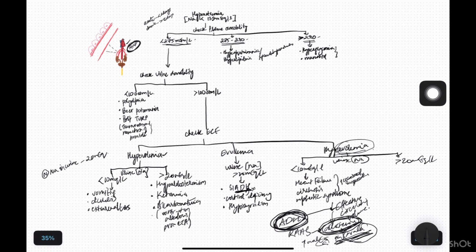Now, if the urine sodium is going to be more than 20 milliequivalents per liter, that means there is renal insufficiency. There's a lot of volume, but instead of keeping your solute in the blood to maintain an osmotic balance, your kidneys are letting go of the sodium, which means that there is some sort of renal insufficiency and the kidney is perhaps not able to reabsorb sodium as well as it should.